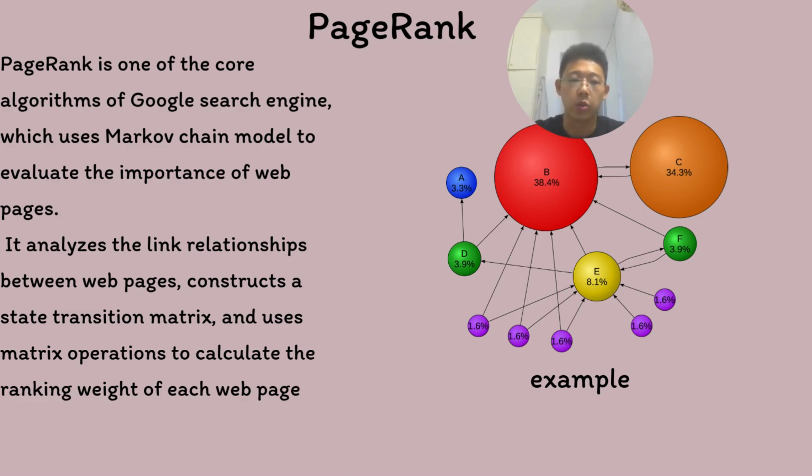This section is about the practical application of a Markov chain. First, I need to introduce PageRank. It's one of the core algorithms of the Google search engine, which uses a Markov chain model to evaluate the importance of web pages. It analyzes the link relationships between web pages, constructs a state transition matrix, and uses matrix operations to calculate the ranking weight of each web page.